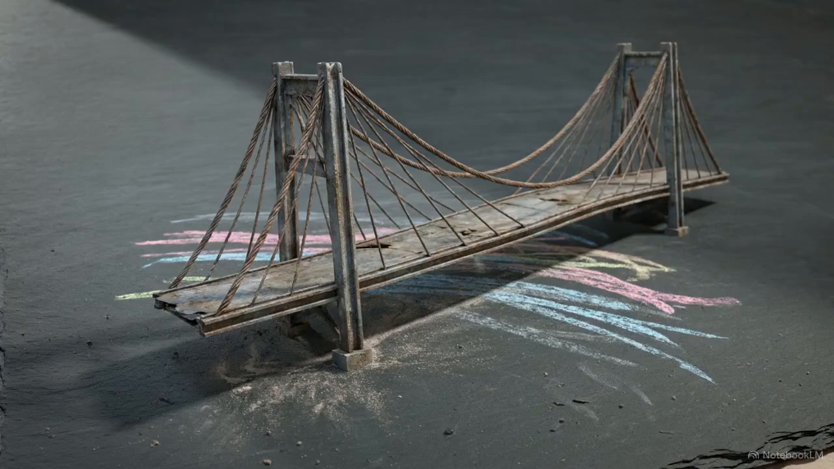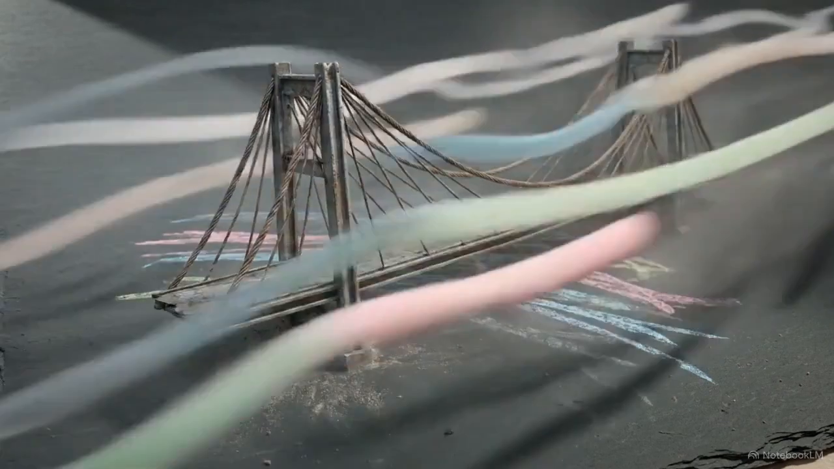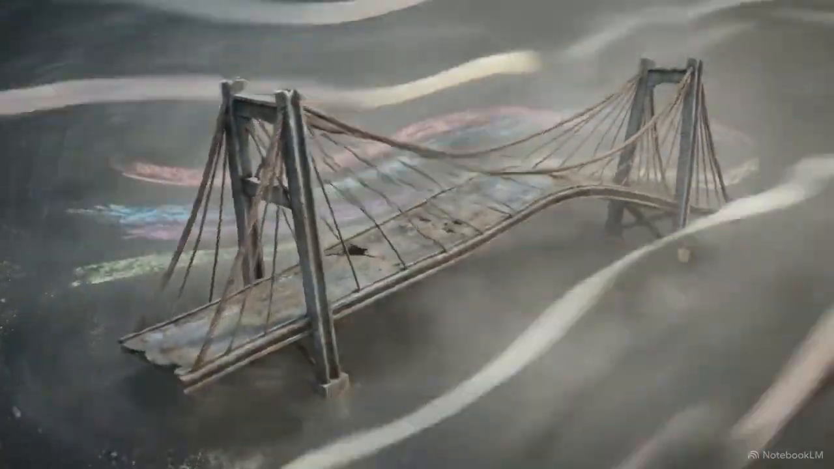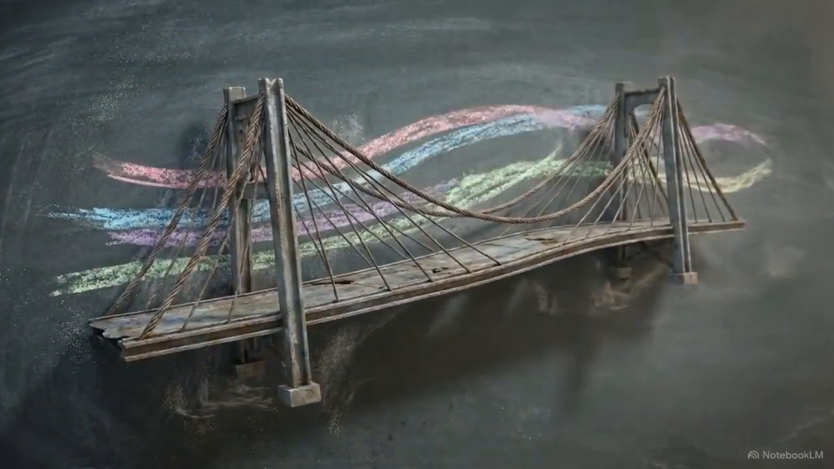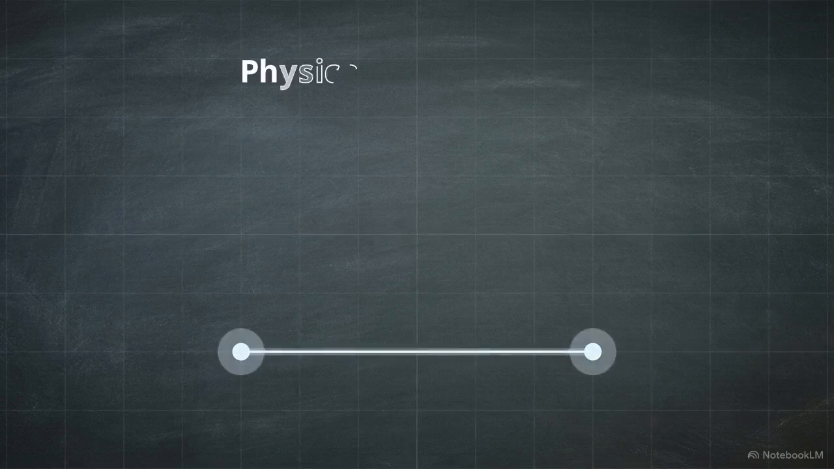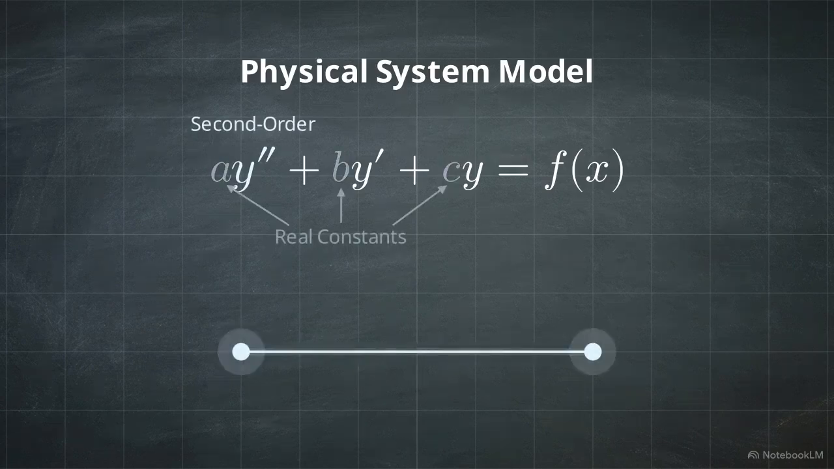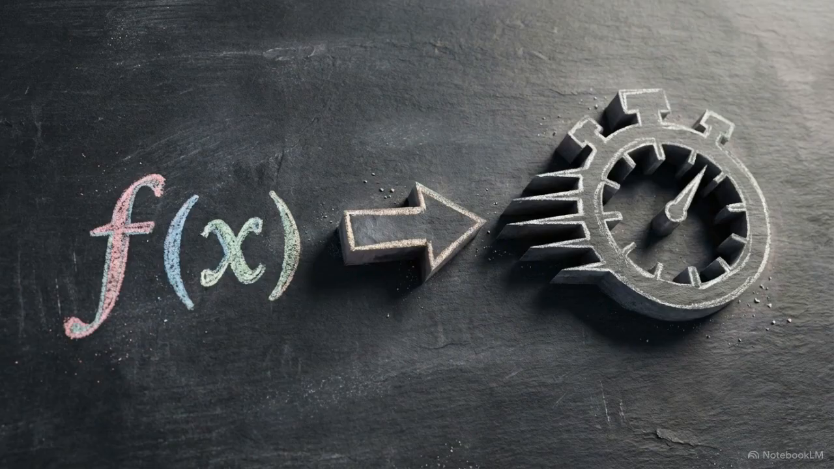Imagine a suspension bridge hanging in perfect, quiet equilibrium, suddenly disrupted by the relentless, driving force of gale winds. To model physical systems like this, we rely on a specific class of math, second-order linear differential equations with constant coefficients. A differential equation simply maps a function against its own rate of change.